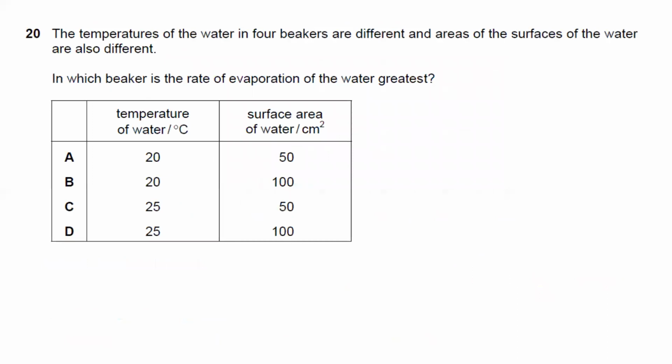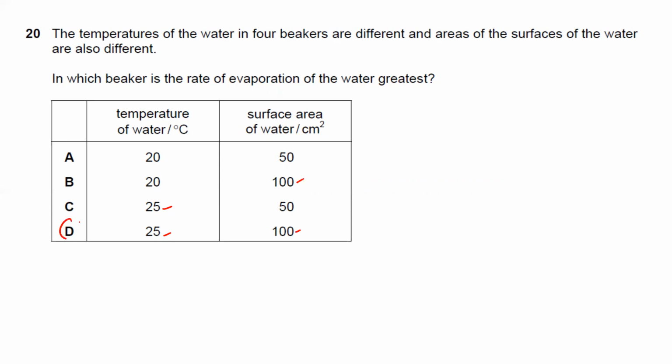Next question. Question number 20. It says the temperatures of water in 4 beakers are different and areas of surface of water are also different. In which beaker is the rate of evaporation of the water greatest? Temperature. So higher the temperature, more will be the rate of evaporation. So amongst these, these two are the most likely to have greatest rate of evaporation. Okay, so surface area of water, more the surface area, more will be the area available for the molecules at the surface to escape the surface of the water, thus evaporation takes place. Therefore, we can say that this and this will have more evaporation.